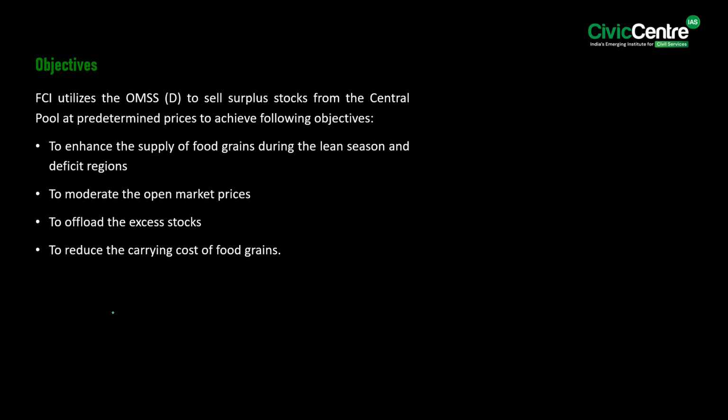Significantly, the FCI utilizes the scheme to sell surplus stocks from the central pool at predetermined prices to achieve the following objectives. Firstly, to enhance the supply of food grains during the lean season and in deficit regions. Secondly, to moderate the open market prices. Then, to offload the excess stocks. And lastly, to reduce the carrying cost of food grains.